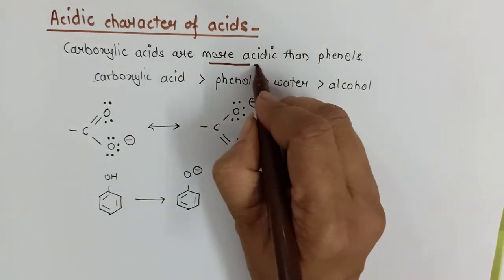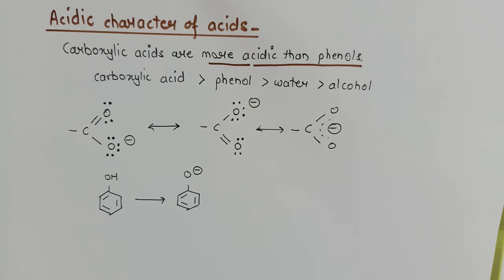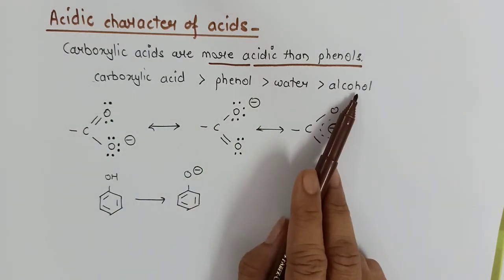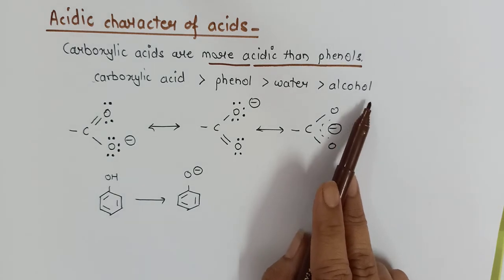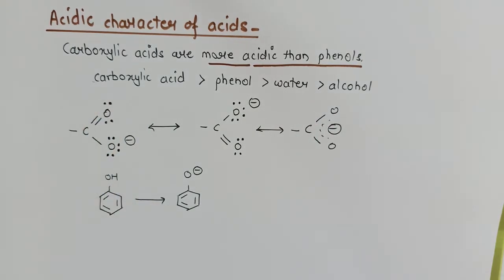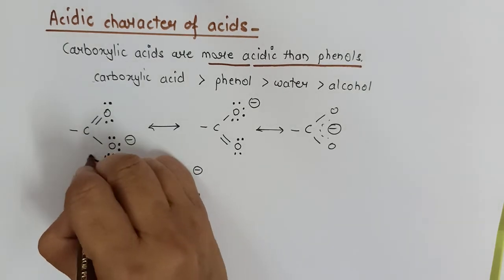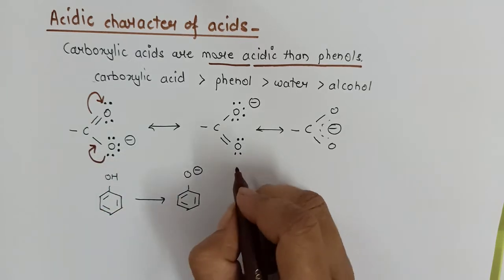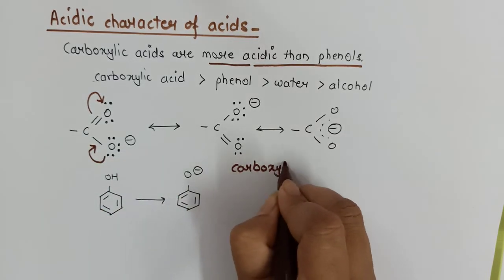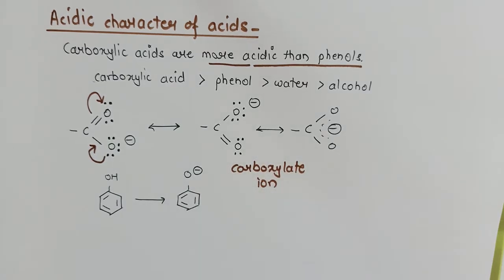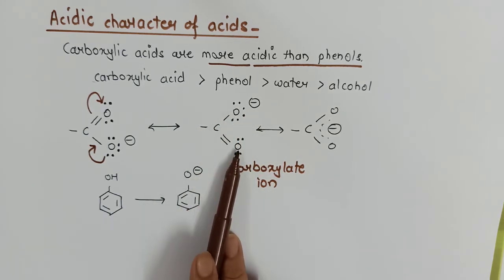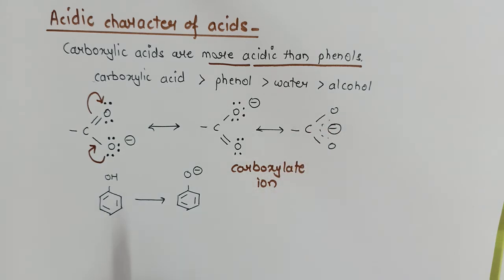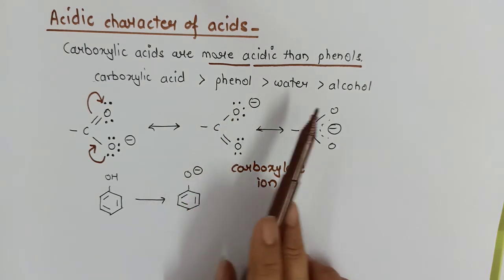Carboxylic acids are more acidic than phenols. We have already seen in the chapter alcohol, phenol and ether this range of acidic strength. Carboxylic acid is more acidic than phenol, followed by water, and alcohol being the least acidic. Now the reason lies in the structure of carboxylic acid. Carboxylic acid shows resonance and forms the carboxylate ion. Now as we can see in this carboxylate ion, the negative charge can be dispersed on two electronegative oxygen atoms. This is shown in this hybrid structure, and therefore it becomes much more acidic than even phenol or alcohol.